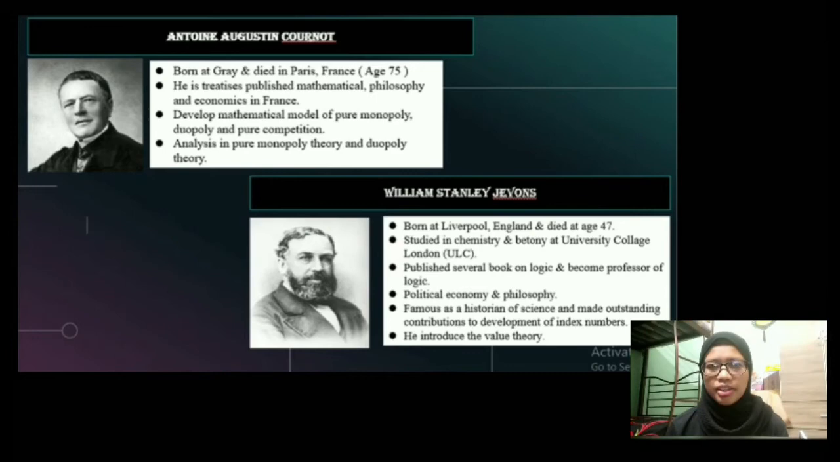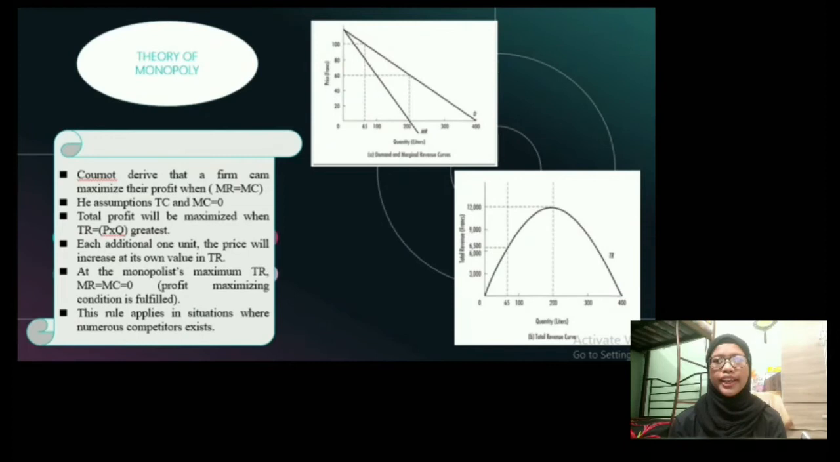immediate peers or students. Okay, now let us see the theory by Antoine Auguste Cournot. We have two theories. The first one is monopoly theory and the second one is duopoly theory. Cournot is credited with being the first economist to derive the now familiar proposition that a firm can maximize profit by setting the price where marginal revenue must equal marginal cost. We know this as MR equals MC.